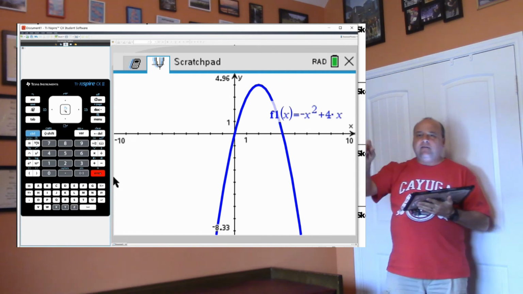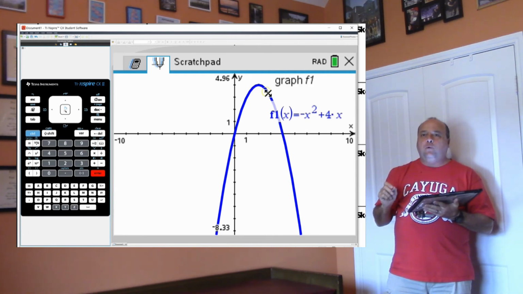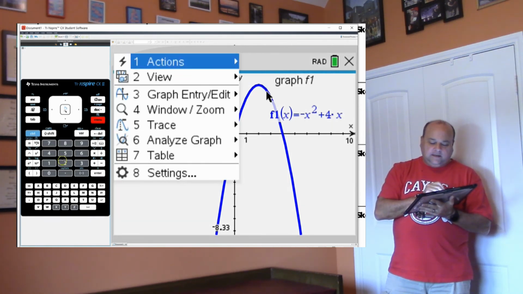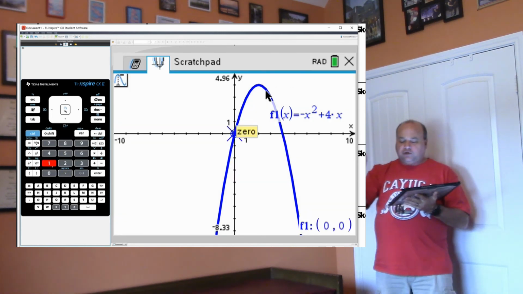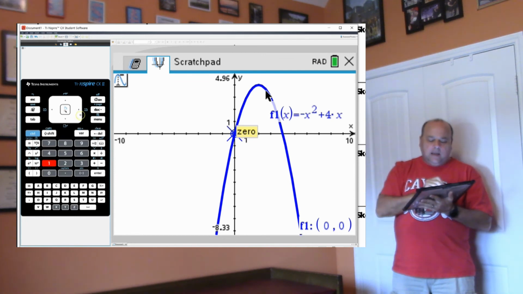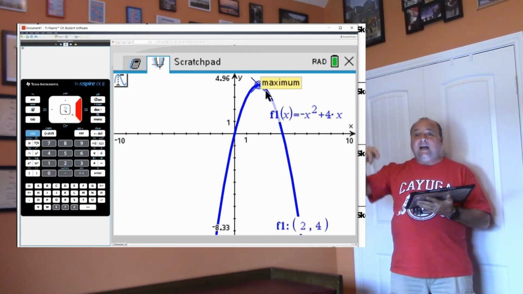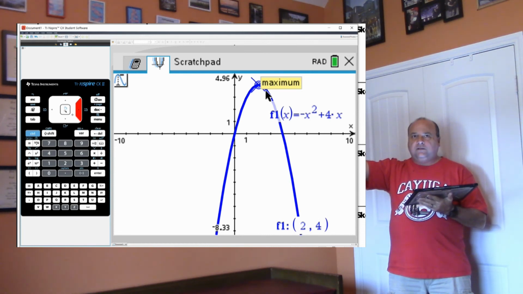So when I hit graph trace, we should start off at 0, 0, and we need to get this top point going. So hit menu, trace is 5, just hit menu 5, 1, right? And graph trace is 1. And notice we're starting off at our 0, 0. Hit the right arrow button till you get to the top. And the top, it says maximum. That makes sense because it's at the top. And 2, 4 is the vertex.